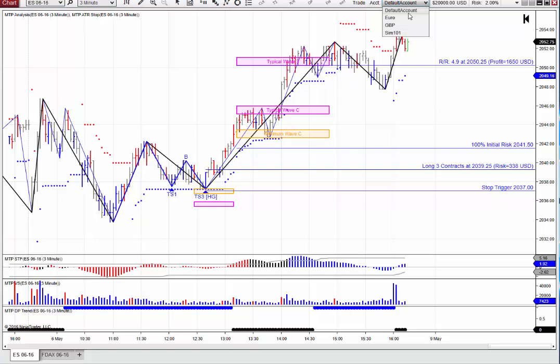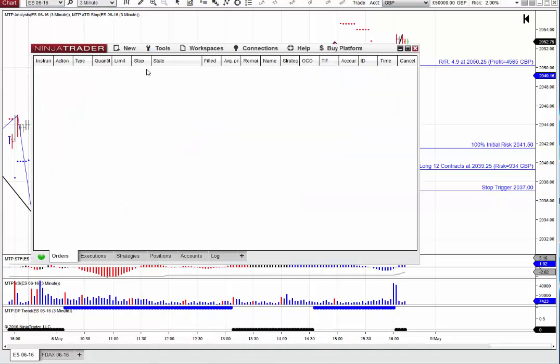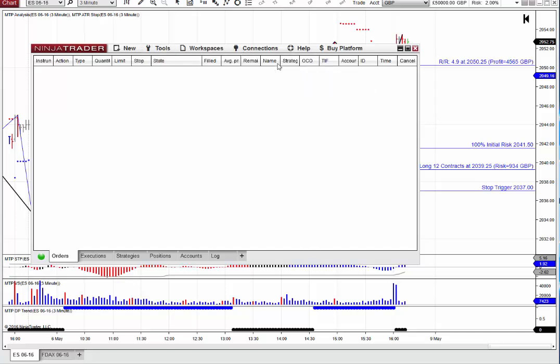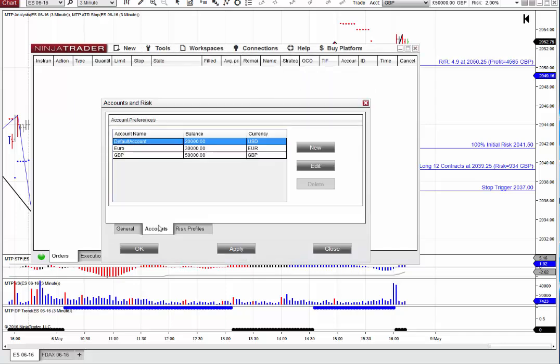In the NinjaTrader 8 add-ons, you can have different accounts you can set up. You set up whichever you wish, and then all the position sizing is done based on your accounts there. In fact, I'll just very quickly show you that. I'll bring up the control center. If I go to Tools, MTPredictor, Accounts and Risk, you can see here under Accounts, you can set up new accounts here in whatever size you want, and also whatever currency you want as well.